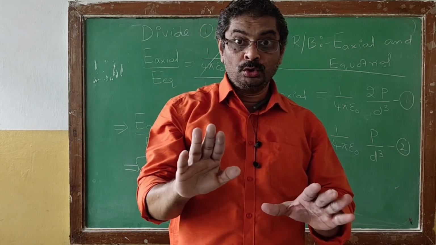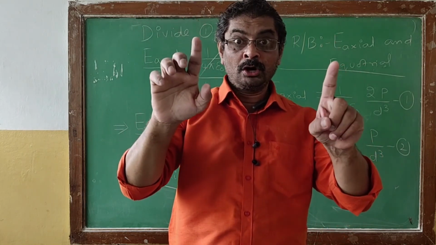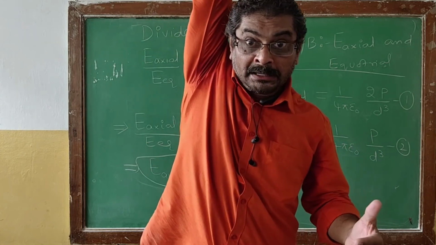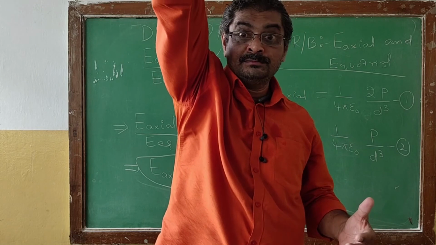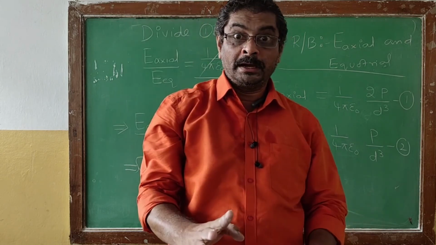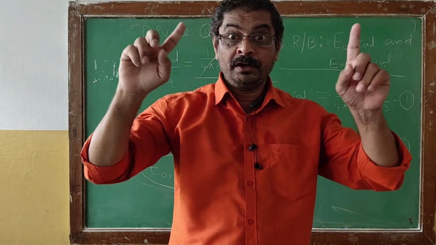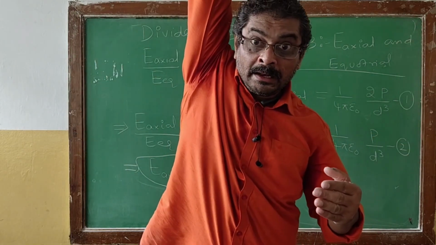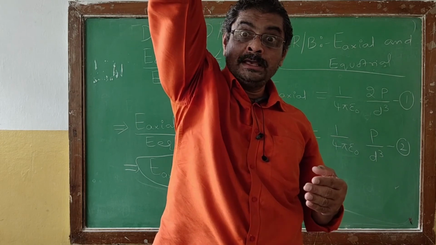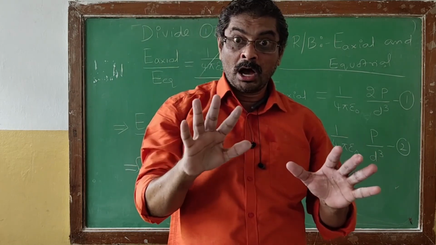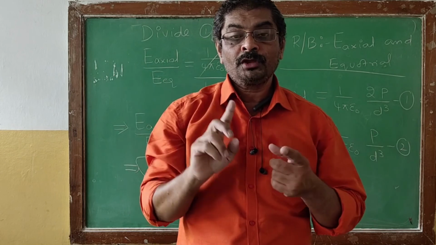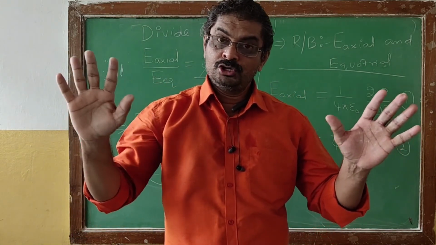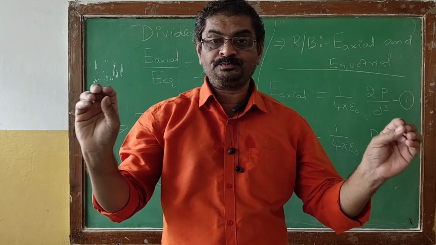So what you need to do? Write down the whole thing on white paper. Practice a couple of times. You are definitely going to get it. So the electric field on the axial line and the electric field on the equatorial line are very important questions for 4 marks. So hope all of you have understood very well.